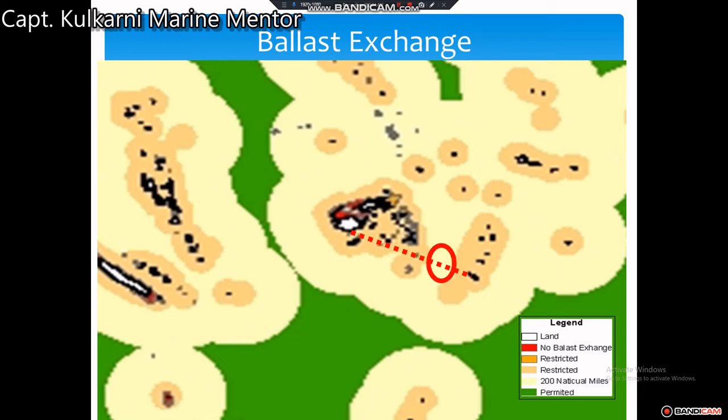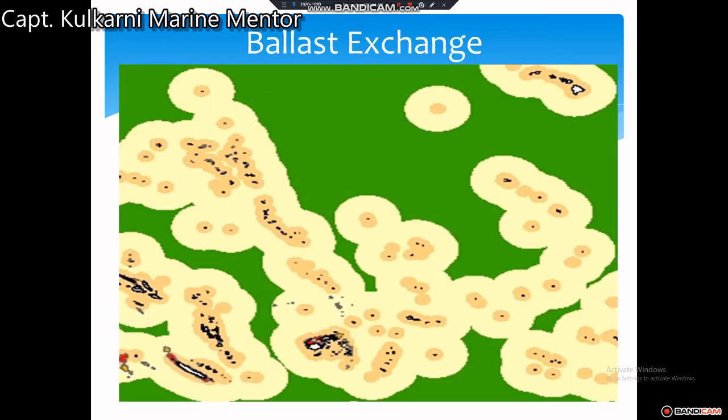Here again we have a photo of ballast water in case we have an archipelago. In the archipelago it is not allowed to have a ballast water exchange, which is seen, and the distance is not permitting it.